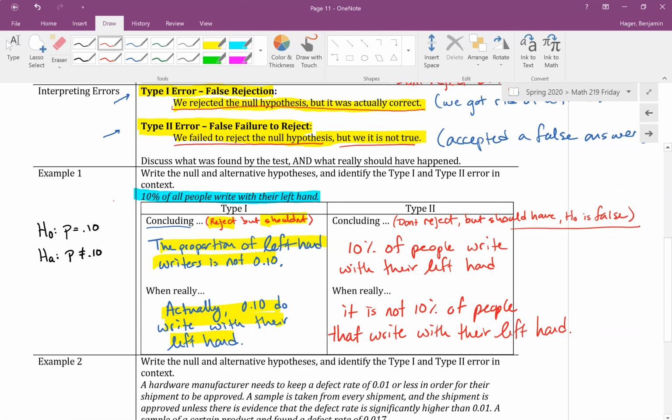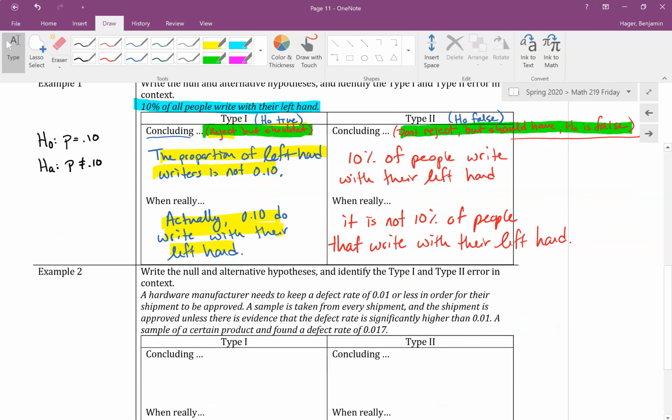All right. So again, these can be tricky to remember, but type 1 is when you reject the null, but you shouldn't have. We get rid of the null, but it was actually true. And then type 2 is where we do not reject, but we should have. The null is false. So maybe here I'm just going to add up here. Type 1, H0 is true, and the error is that we get rid of it. Type 2, the null is false, and the error is that we do not get rid of it.